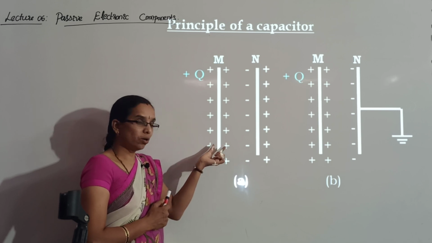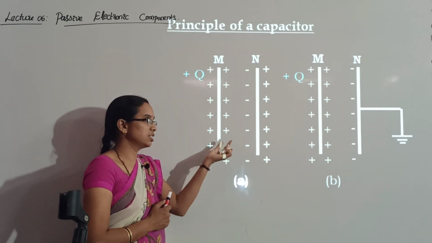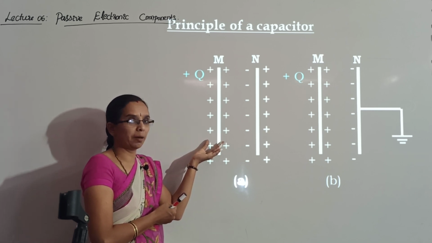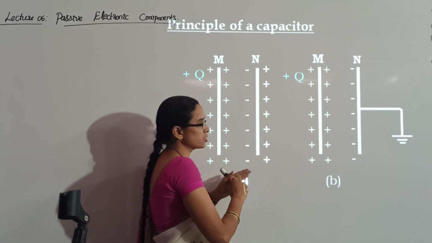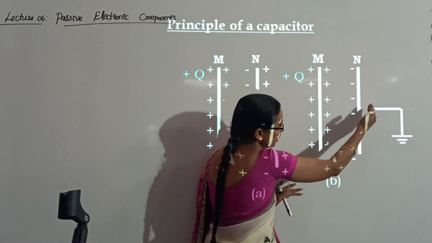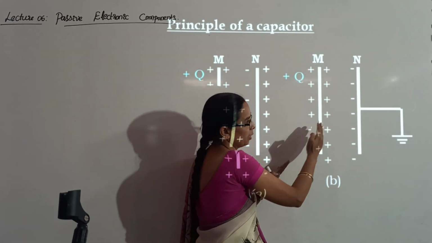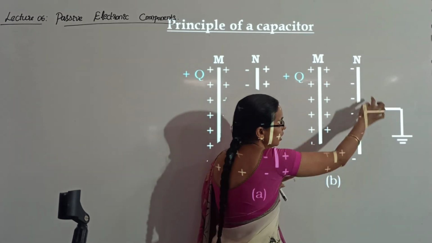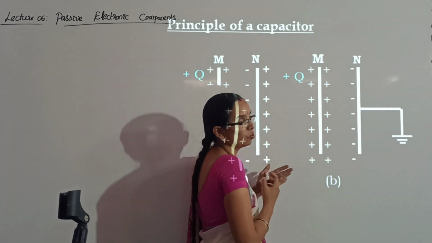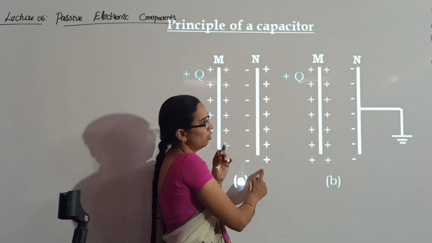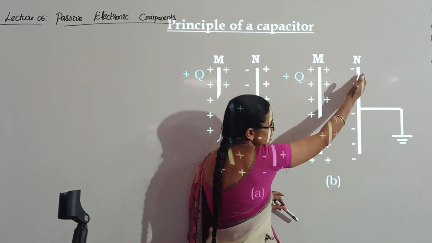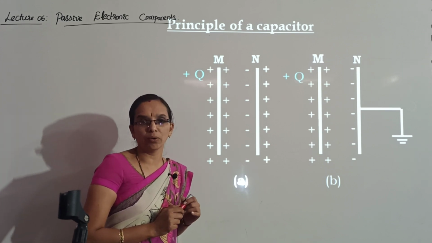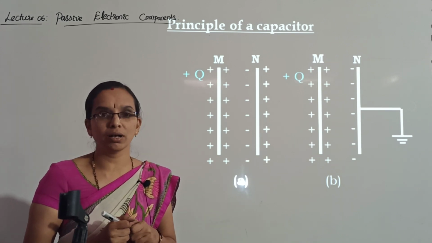Because of these negative charges placed near plate M, you can store more charges on plate M. And in the second picture, what they have done is, the other side of the plate, which is not facing plate M, is grounded. Grounded in the sense that this side of the plate was positively charged. Once it is grounded, this side of the plate becomes neutral. Any body that comes in contact with the ground will become electrically neutral.